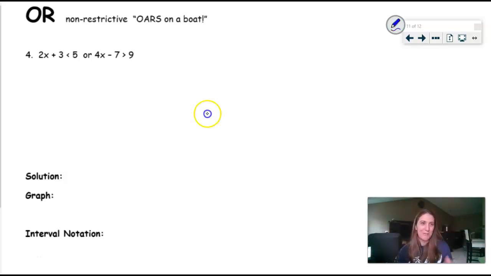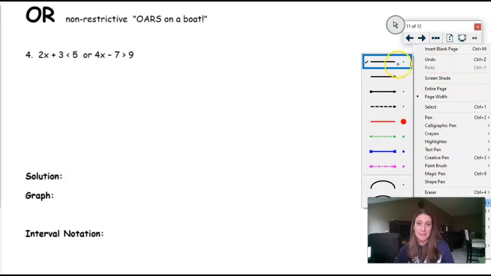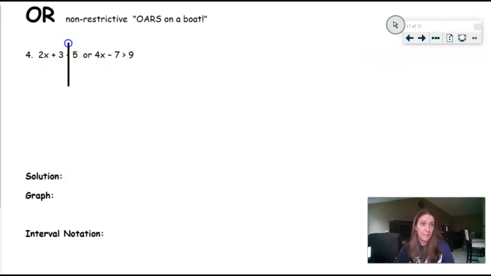So we have two different inequalities that you're trying to solve. But this time they really have nothing to do with each other other than the final answer is going to be a graph that's graphed together.